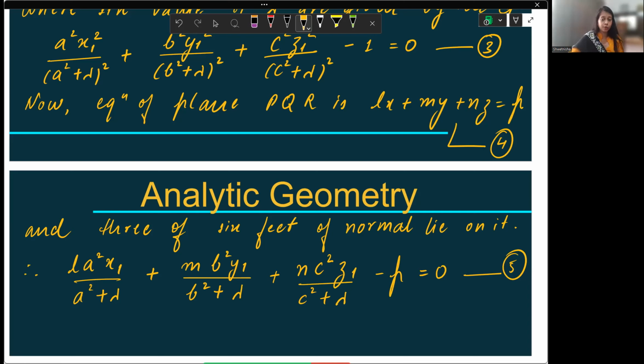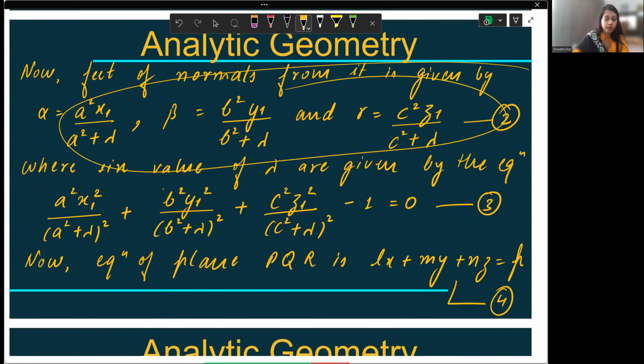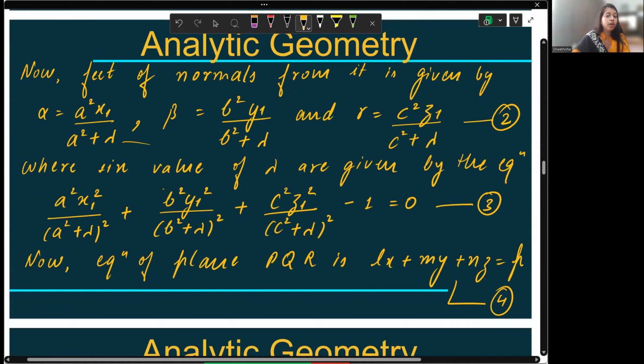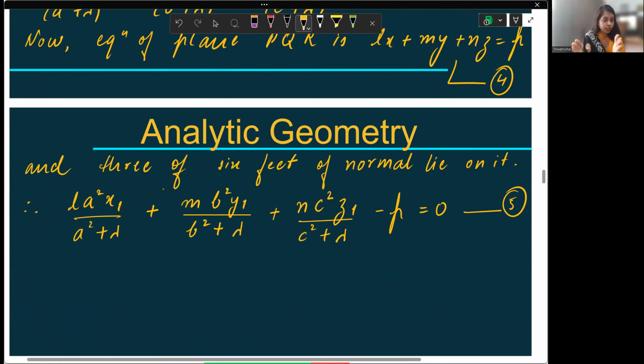So what's happening? I'll explain it again. Only 3 points are lying on this, P, Q, and R. But I know whether there are 3 points or the other 3, the coordinates of all the 6 normals are given by this. It just depends on different values of lambda. So for exactly 3 values of lambda, these points satisfy this equation of plane, and that's what I've done.